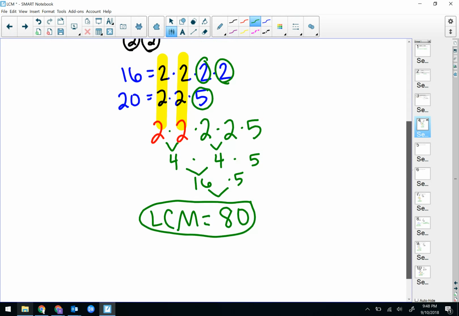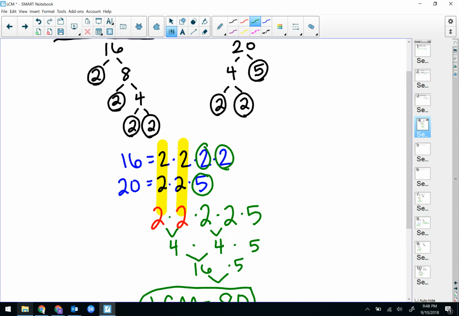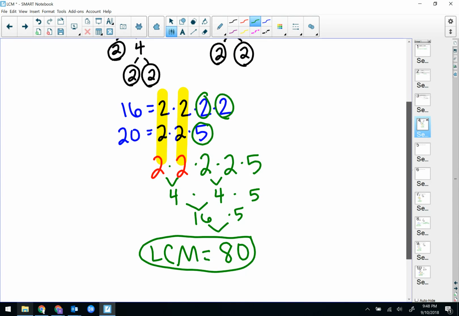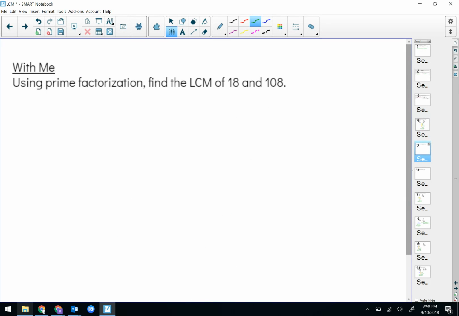Okay, so what we're saying there is if we were to count by 16s and count by 20s over and over again, the first time those would meet would be 80. Okay. All right. Let's try another one together.